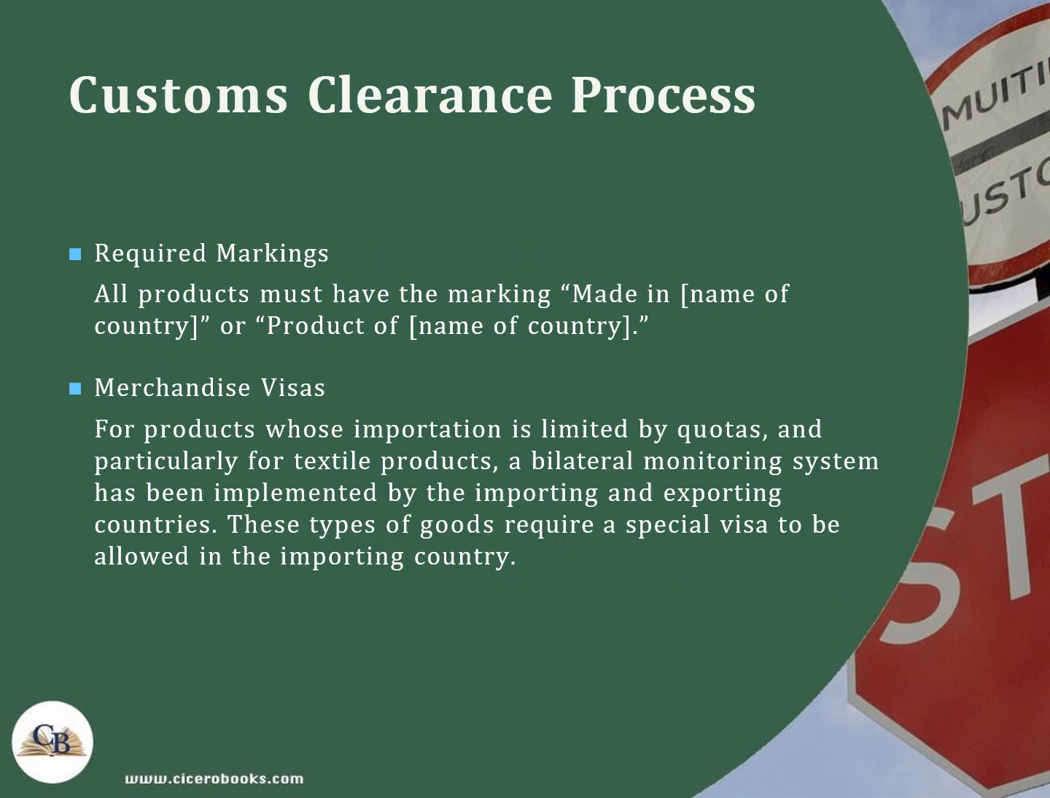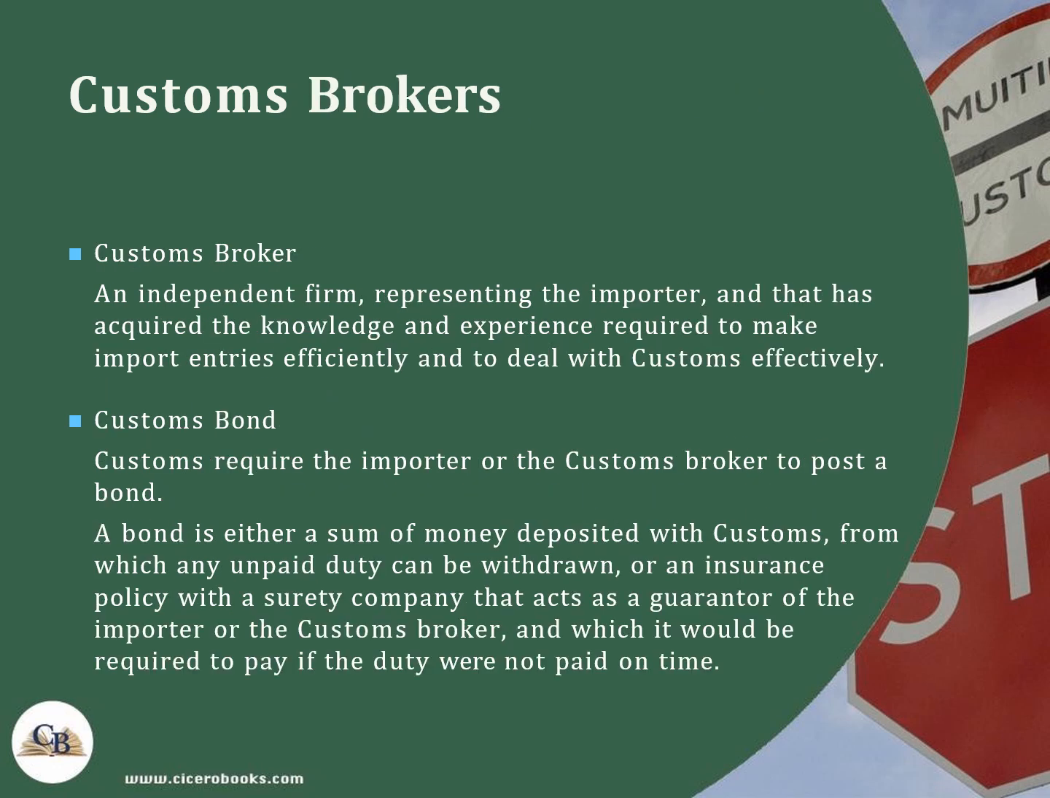Customs clearance process: required markings. All products must be marked with the name of the country of origin. Merchandise visa: for products whose importation is limited by quotas, and particularly for textile products, a bilateral monitoring system has been implemented by the importing and exporting countries. These types of goods require a special visa to be allowed into the importing country.